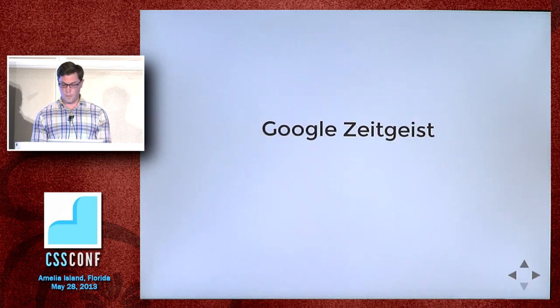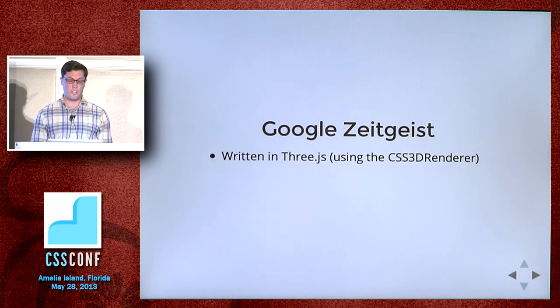So as I mentioned, we worked on the Google Zeitgeist site, which was actually written in Three.js. And it uses a component called the CSS 3D renderer to translate the system of Three.js, which is a scene graph that lets you move objects and nest them inside of each other. And it lets that apply to CSS. And so all this JavaScript, this giant pile of JavaScript, it outputs to just transforms and perspectives and other styles inside of your CSS.